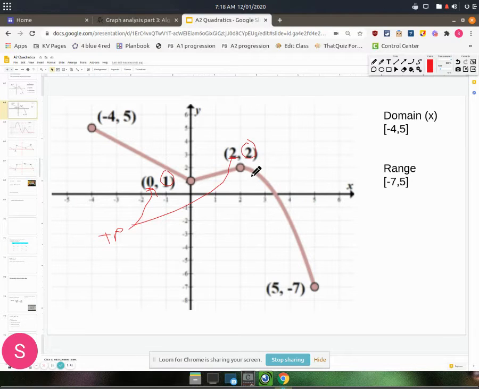And then those y values, 1 would be a relative minimum, and the 2 here would be a relative maximum. All right. And then I guess as far as your increasing and decreasing, yeah, I can go ahead and mention that real quick.